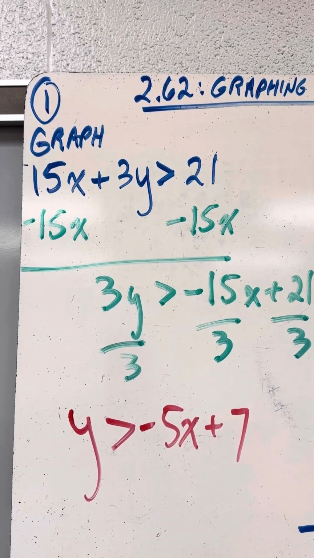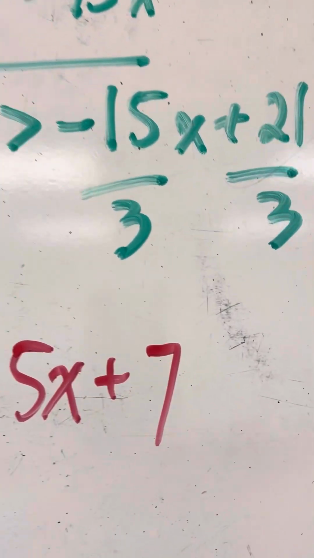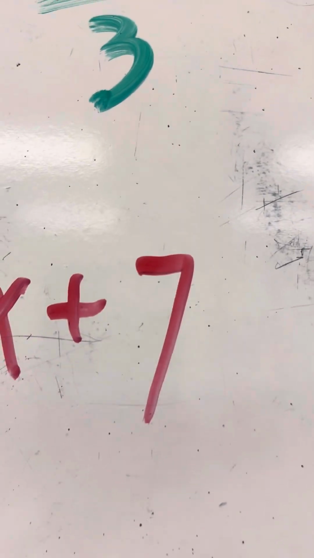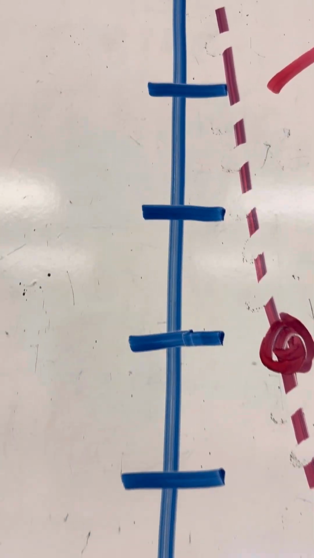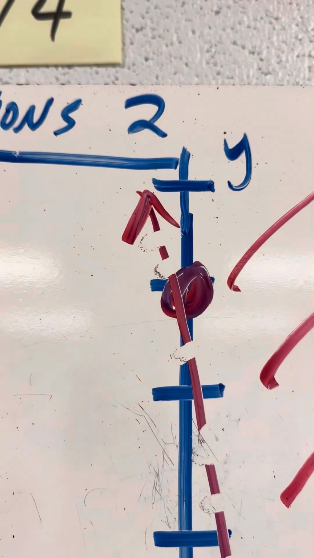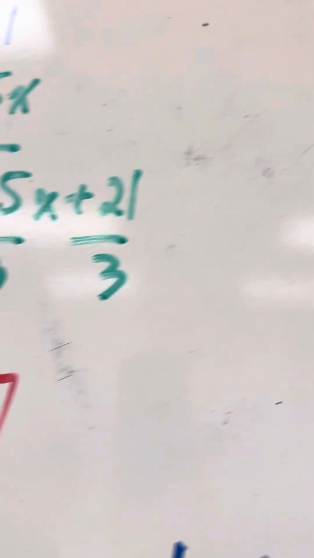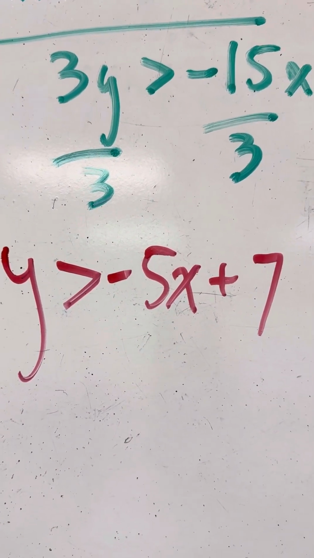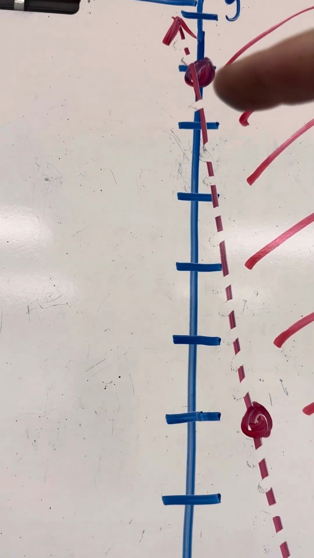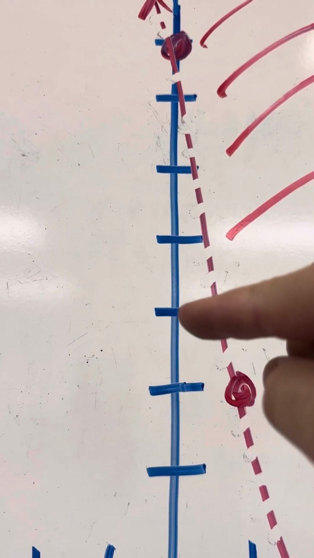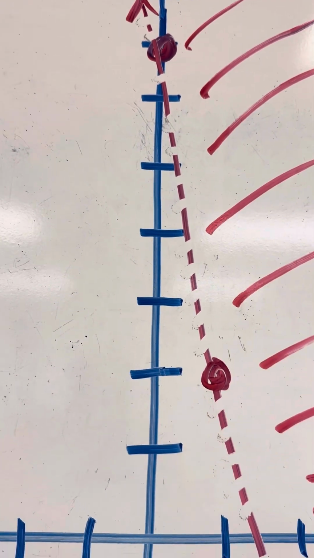Now we're going to graph it. What's the intercept? The intercept is plus 7. So we put a dot on 1, 2, 3, 4, 5, 6, 7 right there. What's the slope? Negative 5 means we go down 5 over 1. Down 1, 2, 3, 4, 5 over 1, right?